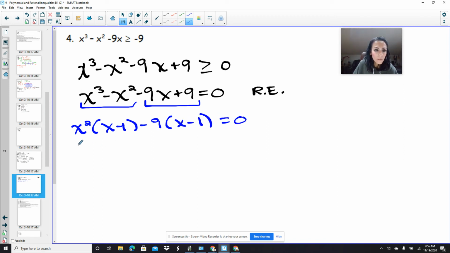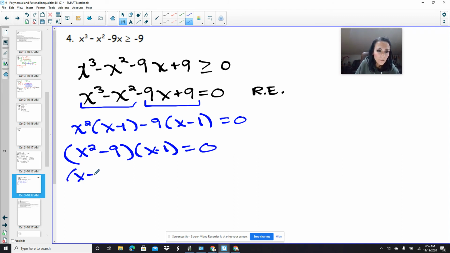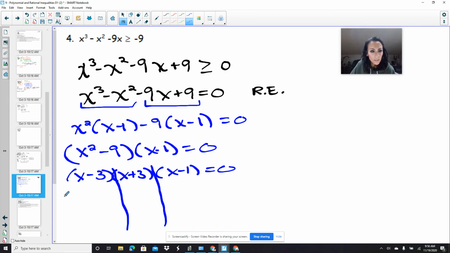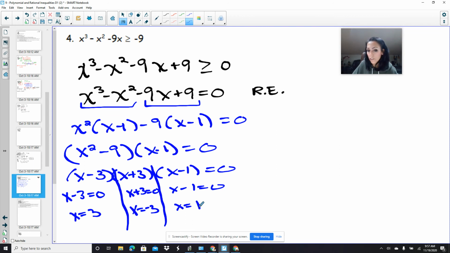Okay, and so we have x squared minus 9 times x minus 1 equals 0. We can factor this one further. And then after we factor, we are going to set each of our linear factors equal to 0 to find critical values. So we have a critical value at 3, -3, and 1. We have 3 critical values, okay?